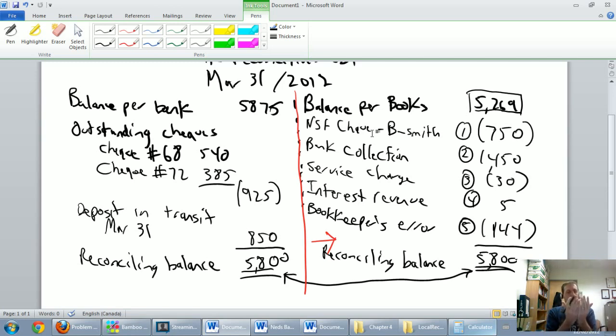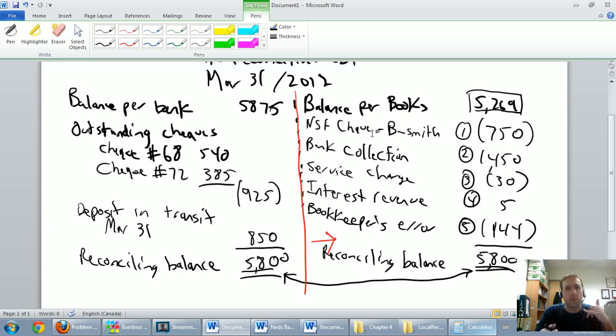You look at your bank statement. You get this note on the bank statement that says, NSF check B. Smith. I'll tell you what I'd do. I would pick up the phone. I would call B. Smith, and I would say, B. Smith, you've given me an NSF check. That means you gave me a check, you didn't have the money to back it up. Your check bounced, B. Smith. You owe me $750. You thought you paid the bill.